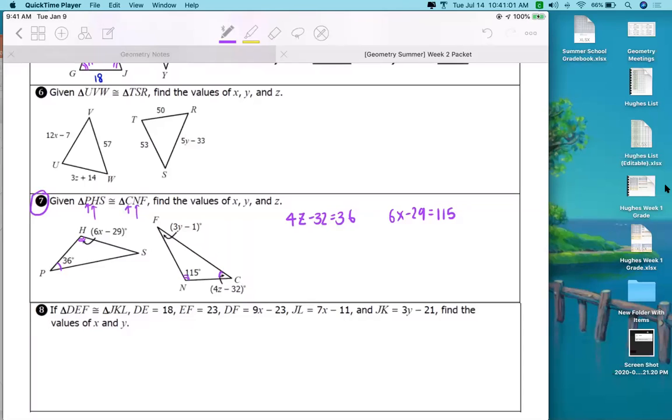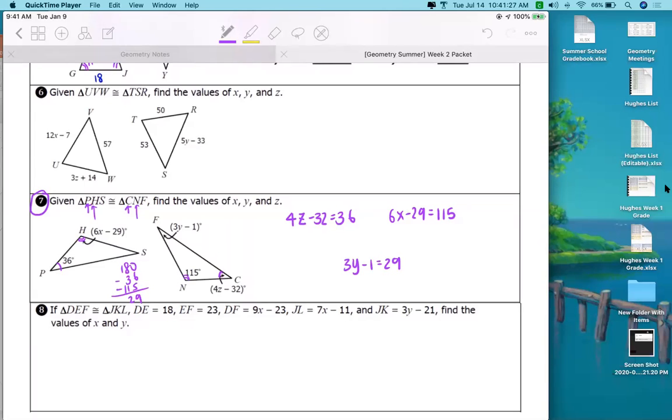Okay, number 7, again, I'm gonna write it down here. The last angle that's missing, if I have 180, I'm gonna get rid of 36 and 115, because I already have 2 angles given, and that would be 29. So it would be 3y minus 1 equals 29. And then you guys finish it on your own.